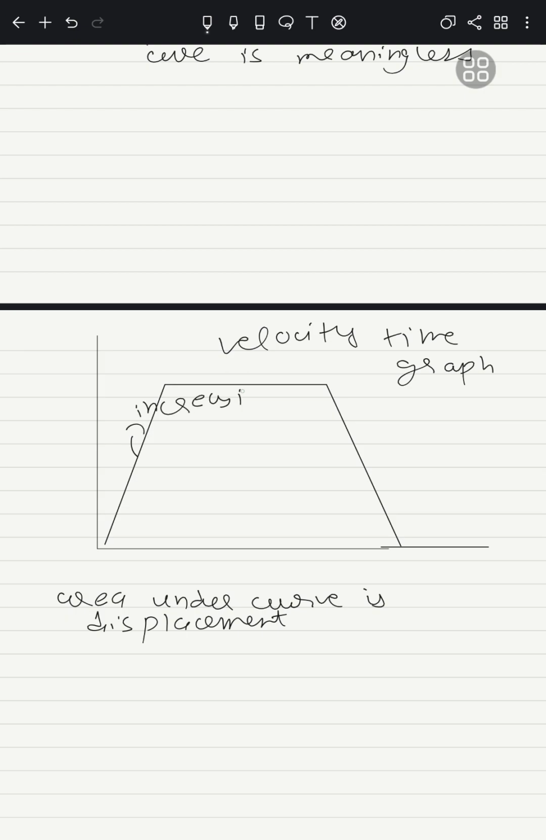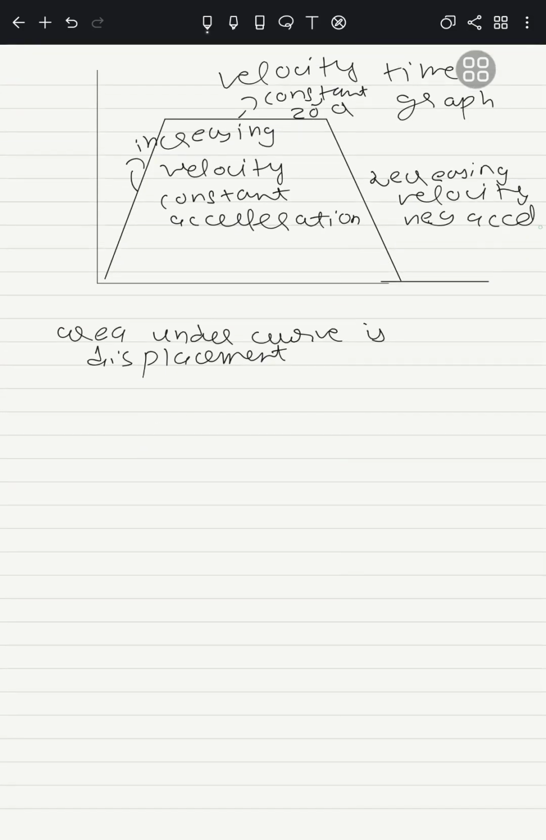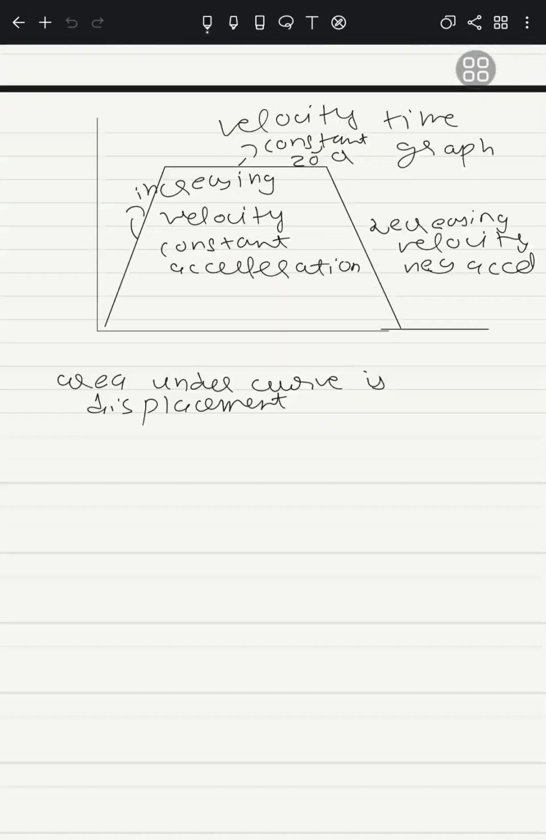Increasing acceleration, constant velocity, increasing velocity, constant acceleration, increasing velocity, constant acceleration, constant velocity, zero acceleration, decreasing velocity, negative acceleration. So yeah, this is covered.